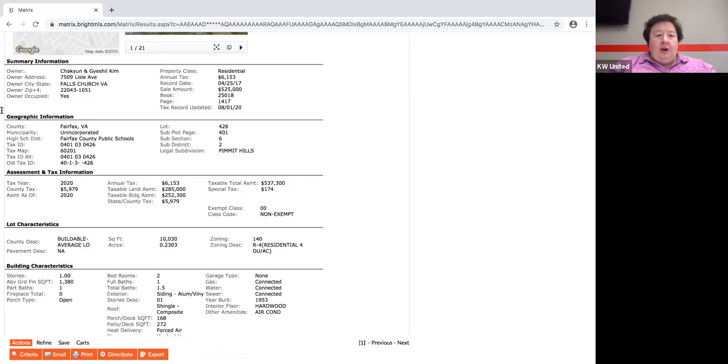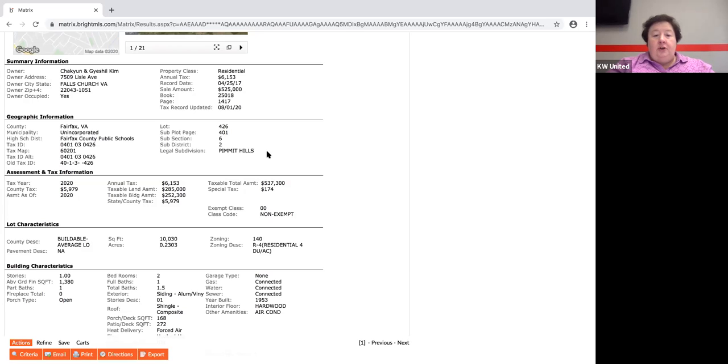So here's the geographical information. It's in Fairfax. It's unincorporated, so it's not a city like the City of Falls Church or the Town of Vienna. It tells me what the high school district is, and over here it tells me what the lot is. If I needed to put in the subdivision plat page, it tells me where that is. It also tells me what district I'm in. Most of this we don't need for our listings, but we do need the legal description.